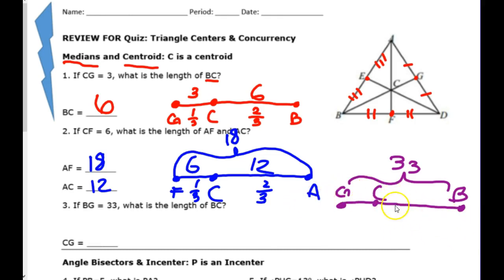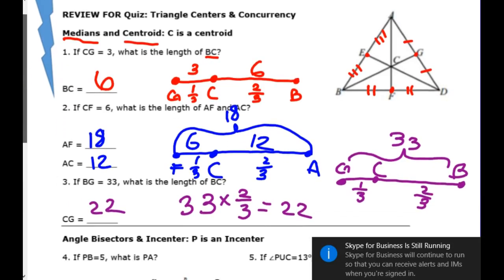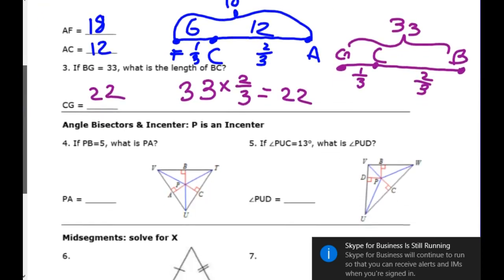So BC. Now, which fraction is BC? Well, remember, the small one's 1/3. The big one is 2/3. So I'm going to take that whole thing, 33, and just multiply it by the fraction I'm looking for. BC is 2/3. So 33 times 2/3. If I plug that into my calculator, I'm going to get 22. All right, so BC equals 22. All right, and moving on to number 4 and 5.